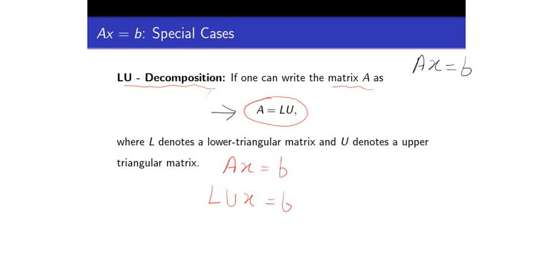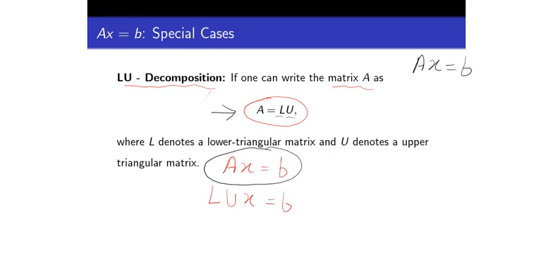Okay, so it means you can write A equals L times U, where L stands for lower triangular matrix and U stands for upper triangular matrix, if it is possible. You will see examples for them. Then you can solve the system AX equals B.